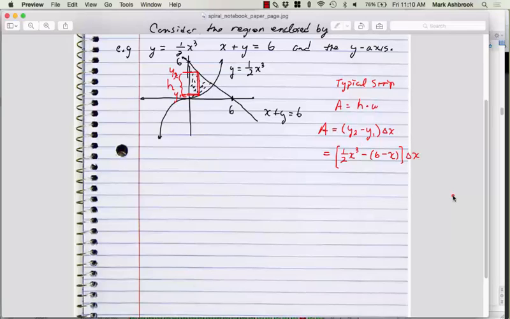Which one is above, Andre? The linear function. So you think this is right or wrong? It's wrong. y2 is defined by what you said, the linear function. That's the 6 minus x. And then y1 is defined by our curve, 1/2 x cubed. So there's the area of a typical strip. It's going to be y2, 6 minus x, minus 1/2 x cubed, all times delta x.